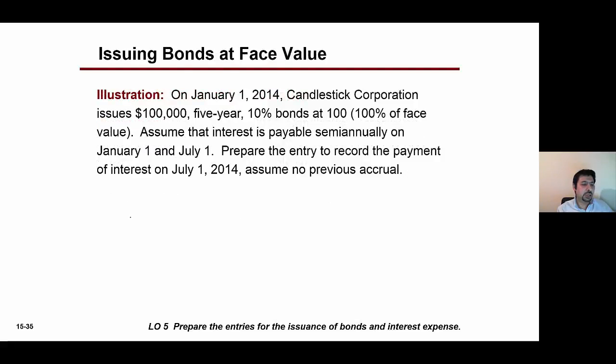Now, on January 1st, this is the same one. Now we assume that the interest is payable semi-annually. So the company will pay interest on January 1st and July 1st. We need to prepare the journal entry to record the interest payment on July 1st. So on July 1st, the company will pay interest.